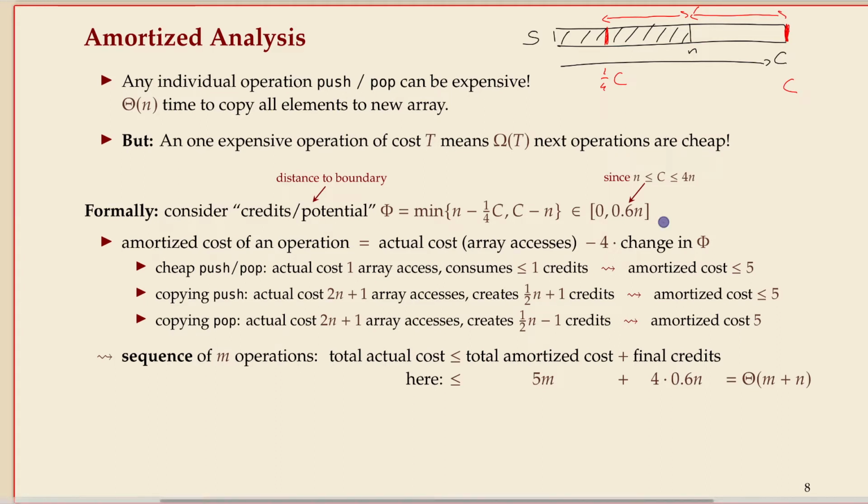And you can work out using the invariant that we maintain that it is never negative and it's never more than 0.6 n. That's just if you insert the boundary cases and look where this is maximized. Okay.